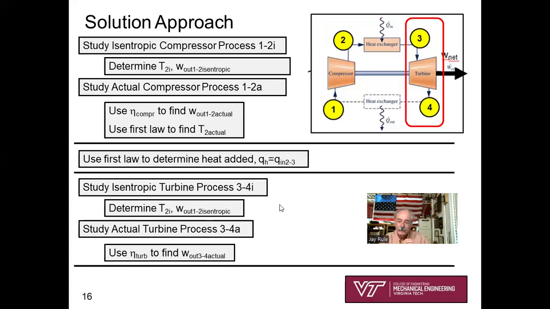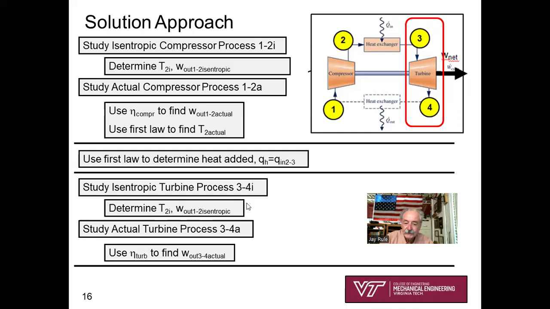The next thing we're going to do is analyze the turbine. Well, first thing we're going to do is analyze the isentropic turbine, 3 to 4i, to get a couple of things. We're going to get T4 isentropic, and that's going to enable us to get W out. And look at that typo. That should be W out 3 to 4 isentropic. There's a big typo there, okay?